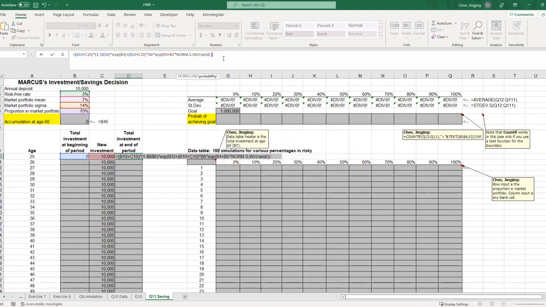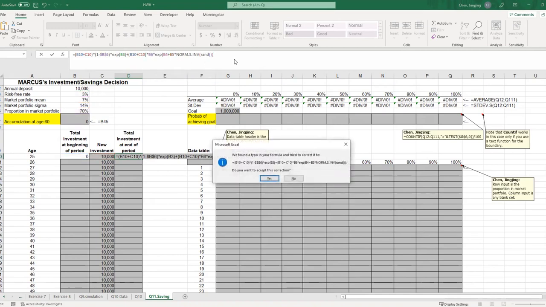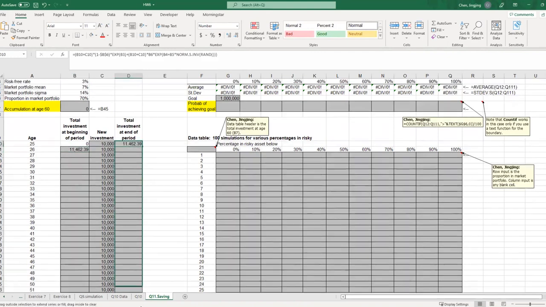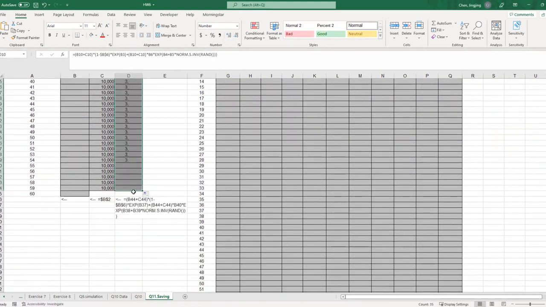So I have one parenthesis here, one parenthesis here. Yeah, I need one more parenthesis. Yes, okay, good. So next year, the balance will be whatever he has here, the balance at the end of last year. Just drag all the way down.